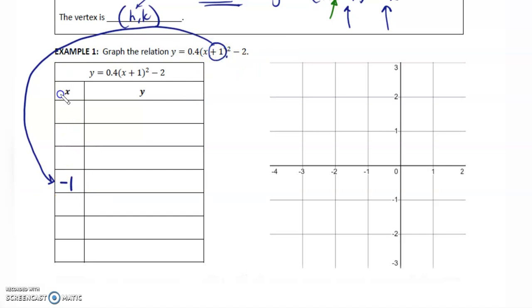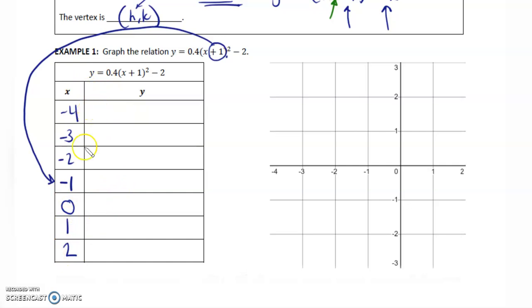And going down, we're going to go smaller numbers. So −1, −2, −3, −4. And then we put bigger numbers. Okay, we count up. −1, 0, 1, 2.